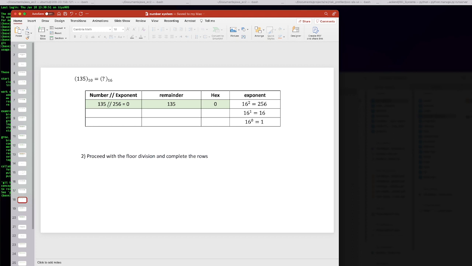So 135 divided by 256 is 0. So this 0, we move it here in the hex column, and the remainder is 135. So this 135 goes to the next row.